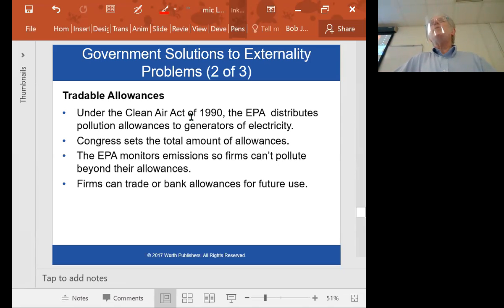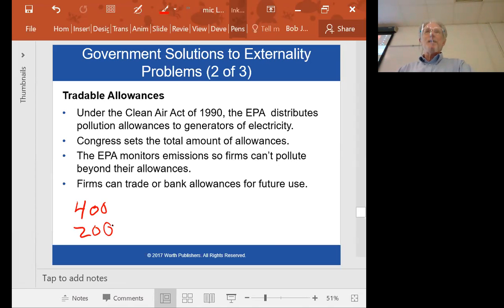And if you are running a company that's doing a lot of polluting, and let's say your company is emitting 400 units of some chemical per day, and let's say you've been issued allowances which will allow you to emit 200 units per day, so you're emitting twice as much as you're allowed to emit, you have a problem. What are your options?